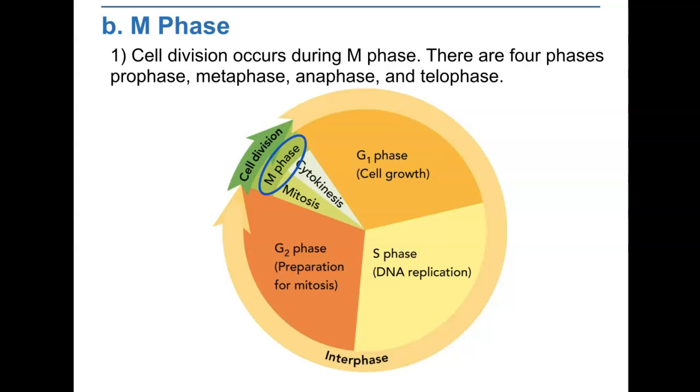Biologists divide the events of mitosis into four phases: prophase, metaphase, anaphase, and telophase. Depending on the type of cell, mitosis may last anywhere from a few minutes to several days.